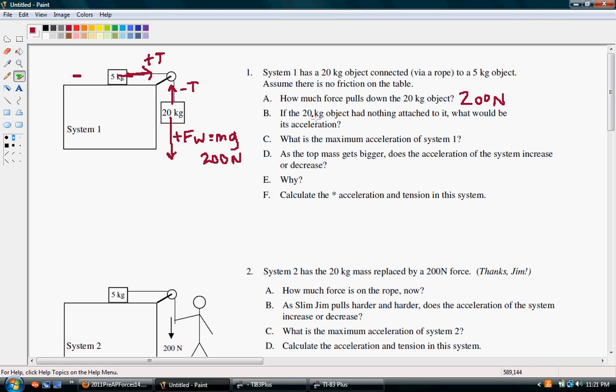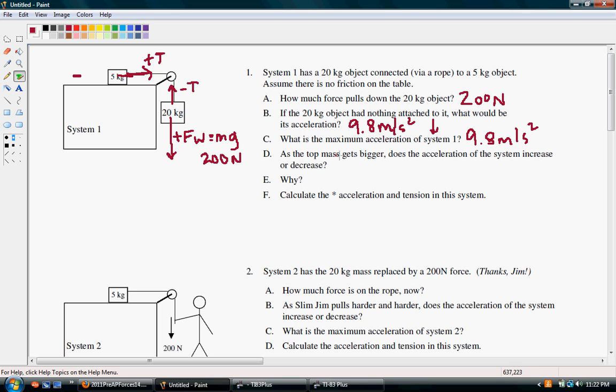Alright, then it says if the 20 kilogram object had nothing attached to it, what would be its acceleration? Well, if there's nothing attached to it, like this rope on the top, then it would be free falling. Its acceleration would be 9.8 meters per second squared downward, okay? Or in two-dimensional motion, we call that negative 9.8. What is the maximum acceleration of system 1? Well, since that is by far the greatest acceleration that this 20 kilogram mass can have, the system cannot accelerate any faster than the acceleration due to gravity, which is 9.8 meters per second squared.